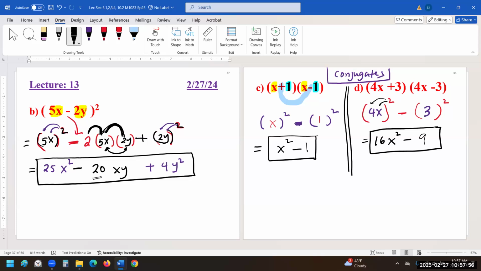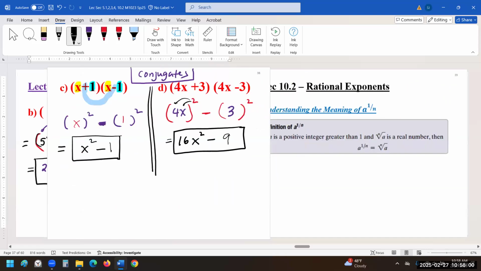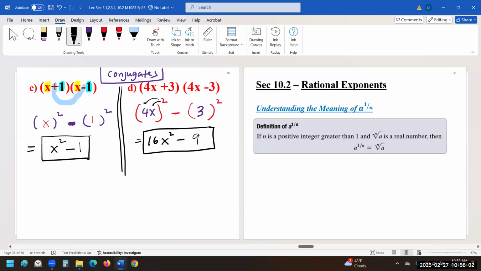So with this, you're done with chapter 5. We don't have anything else from chapter 5. And now we are going to 10.2, which is more exponent rules. This time we are going to work with fraction exponents. Fraction exponent is the same as working with radicals.